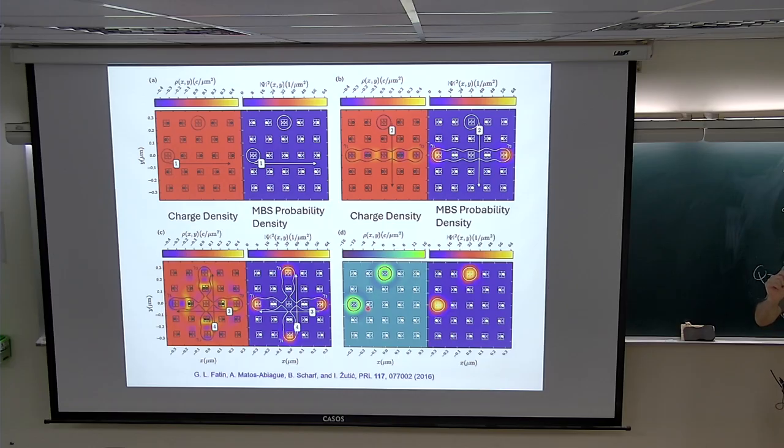And you will tell me from where I get this extra charge. From where? From the condensate. So you're just pumping a Cooper pair from the condensate into the Majorana state, and when you fuse them, you get these 2 extra charges.